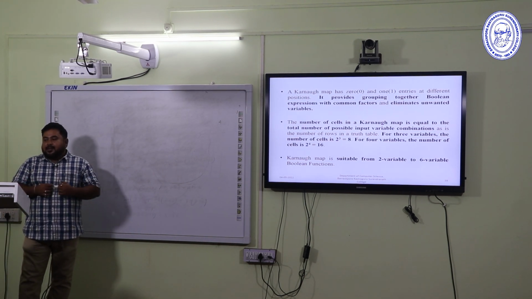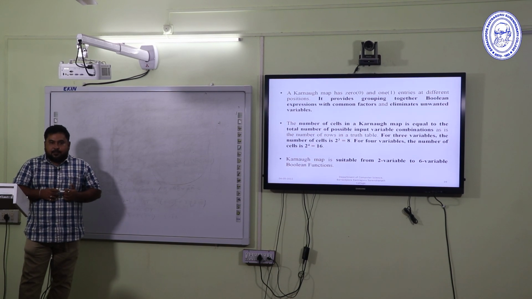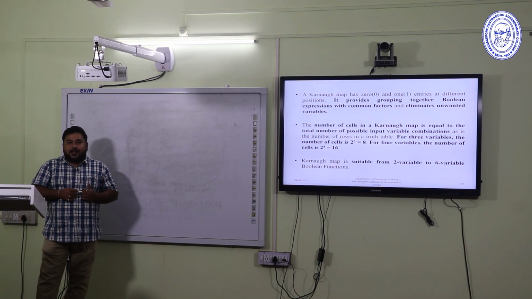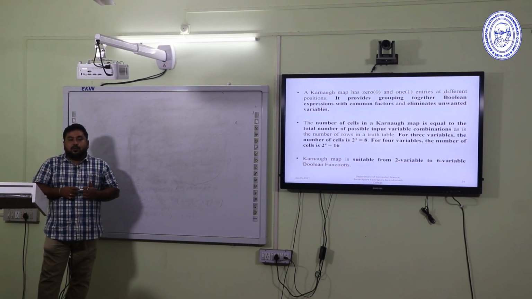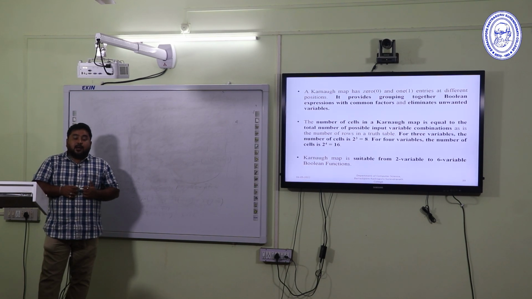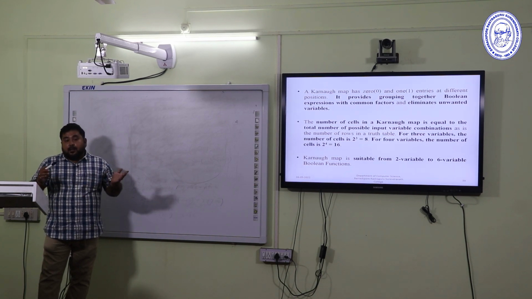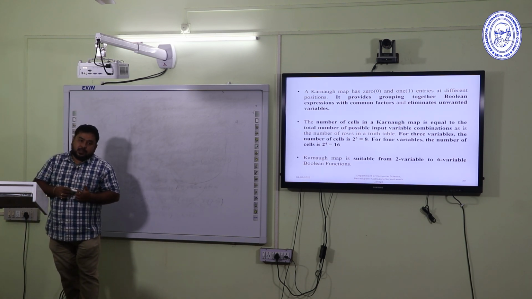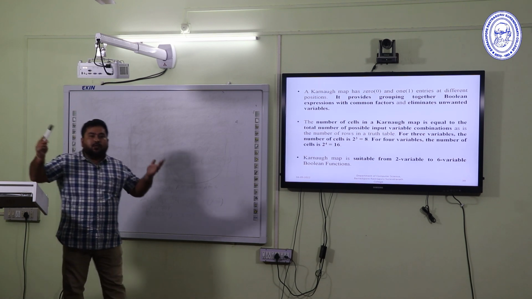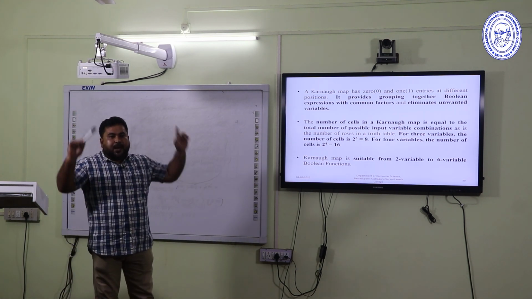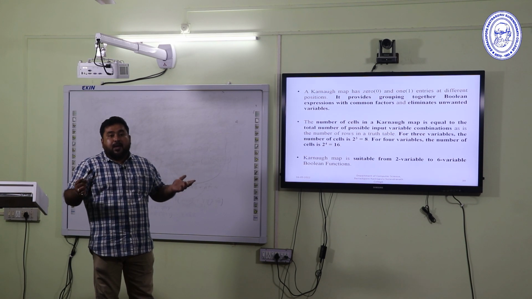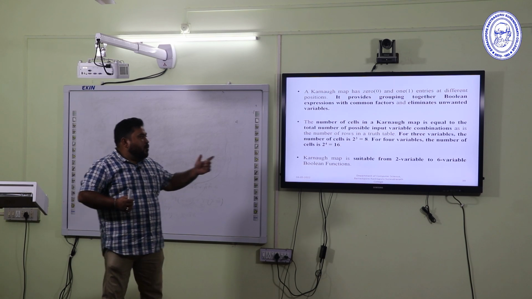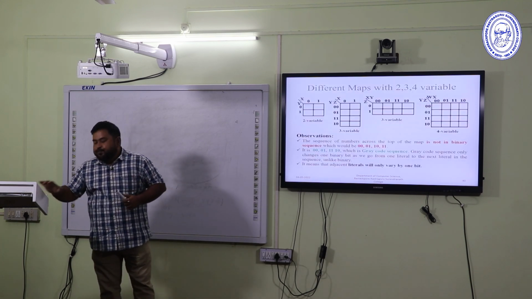In a map there exist 2 to the power n cells. If we take an n variable map, we get 2 to the power n cells. For 3 variables, we get 2 to the power 3, that is 8 cells. For 4 variables, we get 2 to the power 4, that is 16 cells. A Karnaugh map is suitable for 2 to 6 variables, because if we take more variables, the map size will expand, and we don't have any large RAM space. That's why we can use only 2 to 6 variables.